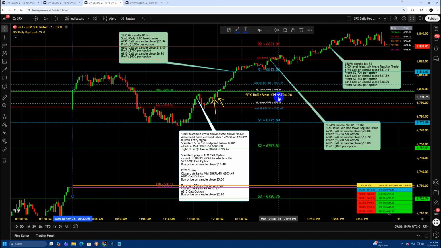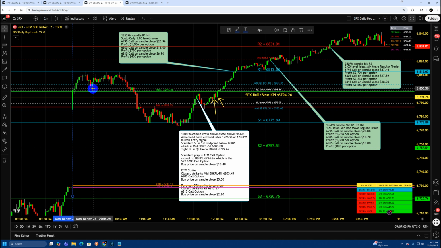Okay, so this is still the 67.94.26, so the at the money is going to be the 67.95 call. Our stop losses, as we just went over, are these here. And since we are taking a bullish trade, the out of the money is going to be the first midpoint level above the main level we're trading, which is this. And that is going to be the 68.05 call option. And the furthest out of the money is going to be the one closest to the R1 level, as that is the furthest you can consider, as that is one level away in the direction you're trading, and that's going to be the 68.15. The price of the 67.95 on the candle close is 10.40.